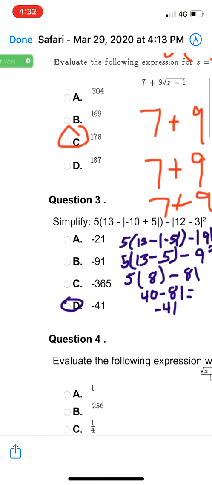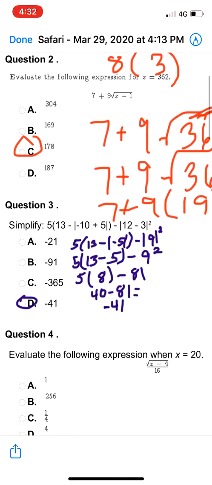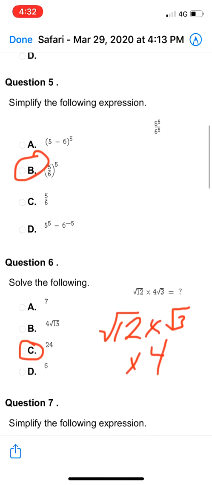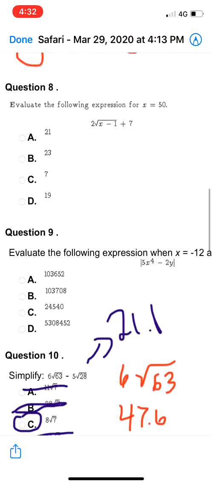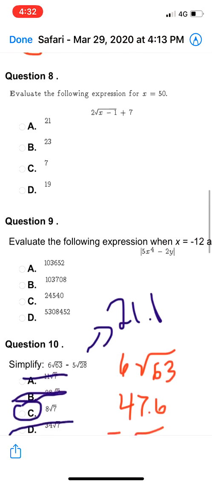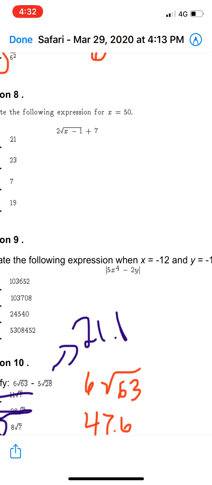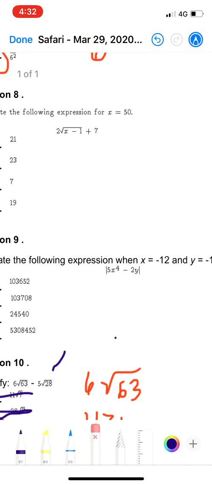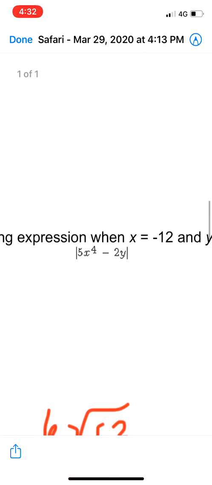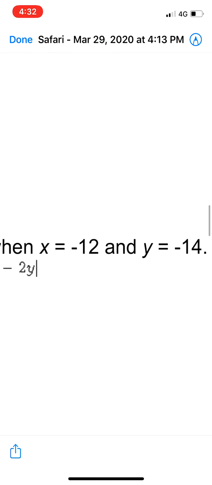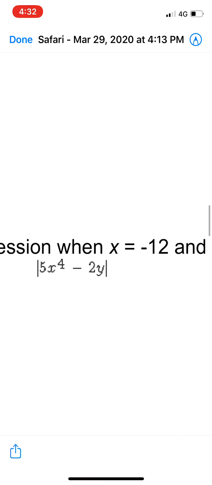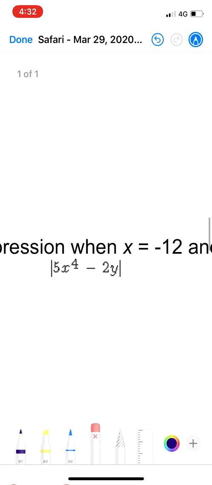All right, that one was kind of hard. There it is if you need to look at it. All right, and then finally, I guess this is the one I need to look at. I'm going to erase this 21.1 because I need room for this. Oh, this is just evaluating. So this one's not bad. So everywhere you see an X, you're going to put negative 12, and everywhere you see a Y, you're going to put negative 14. So let me just rewrite that.